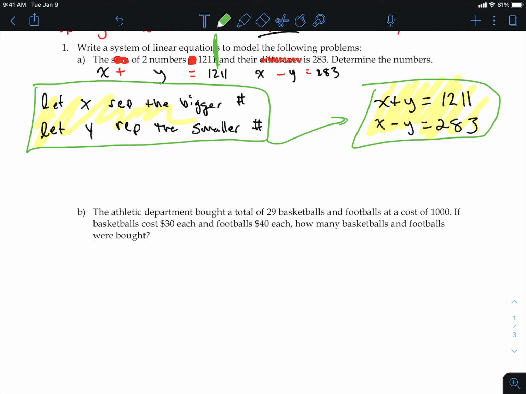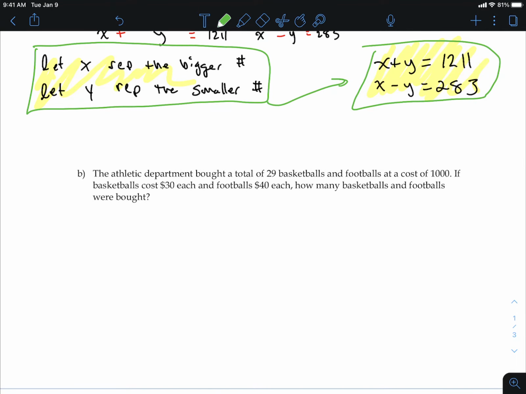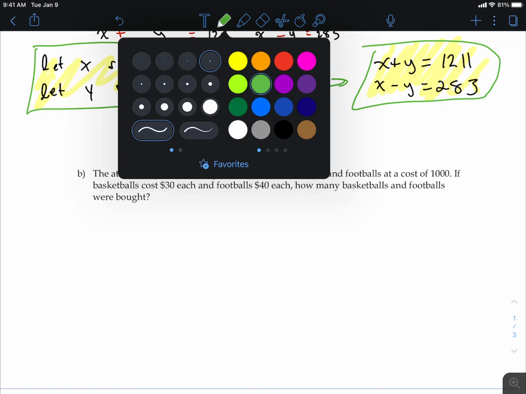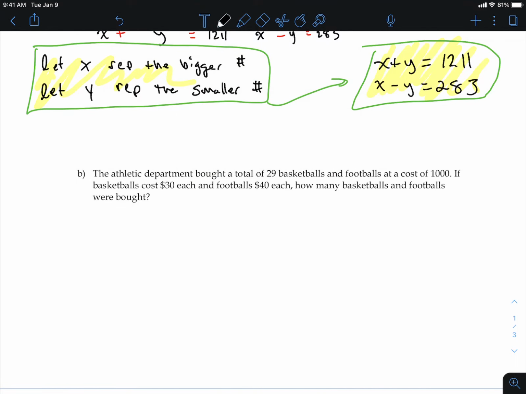Okay. So again, this one's relatively easy to come up with the let statements. The athletic department bought a total of 29 basketballs and footballs at a cost of $1,000. There should be a little dollar sign there for you, if you're a stickler for that. If basketballs cost $30 each and footballs cost $40 each, how many basketballs and footballs were bought?